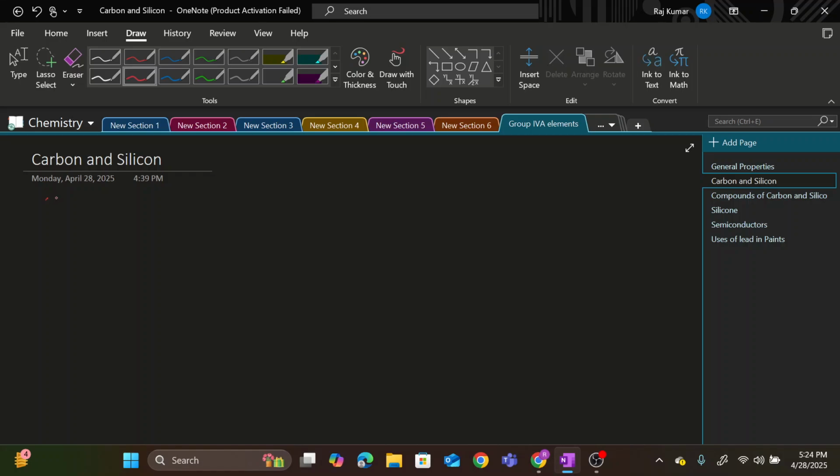Now, let's first talk about the compounds of carbon. There are basically three major oxides of carbon. Although there are many compounds of carbon, and an entire organic chemistry is based on the study of hydrocarbons, first we are going to study the three major inorganic oxides of carbon. All right.